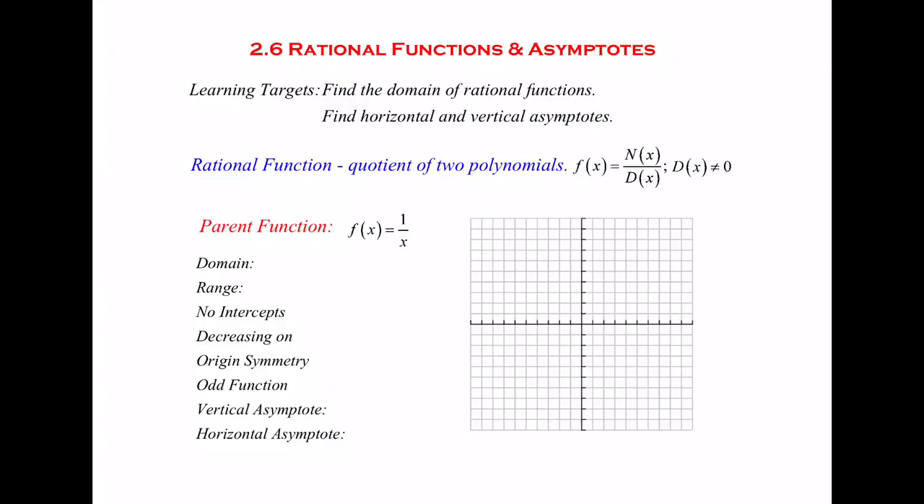This is Mr. Best. Welcome to section 2.6, Rational Functions and Asymptotes. We're going to focus on the algebra side of things in terms of finding vertical and horizontal asymptotes. We're also going to look at the domain of rational functions.